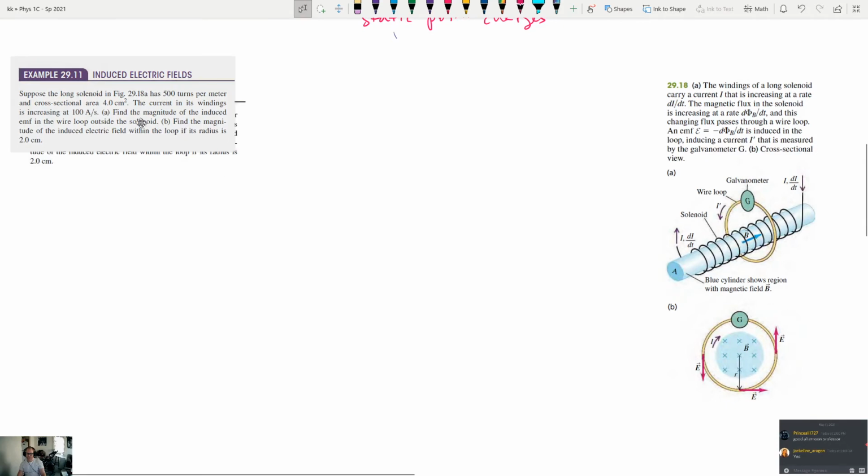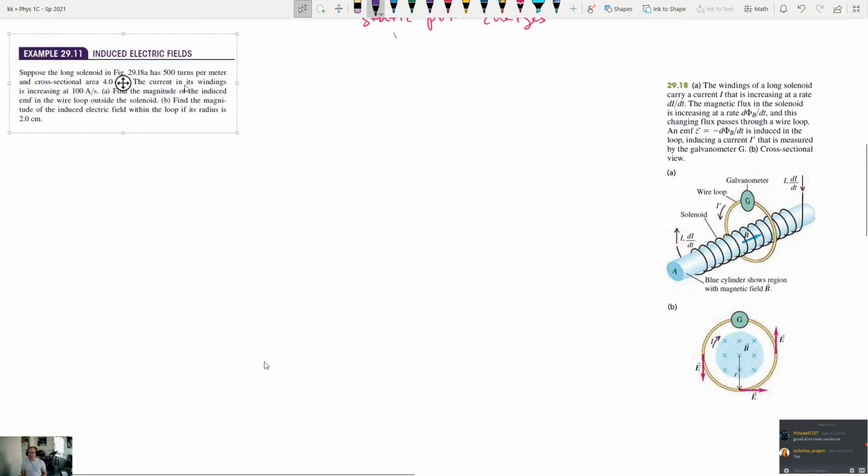All right, so it says, suppose the long solenoid has 500 turns per meter, so that's little n. I'm not going to write turns because turns isn't really a unit. A cross-sectional area of 4 centimeters squared. That's going to be 4 times 10 to the negative 4 meters squared. The current in its windings is increasing at a rate of 100 amps per second. Okay, so that's the rate at which the current is increasing, and that's what we call dI/dt.